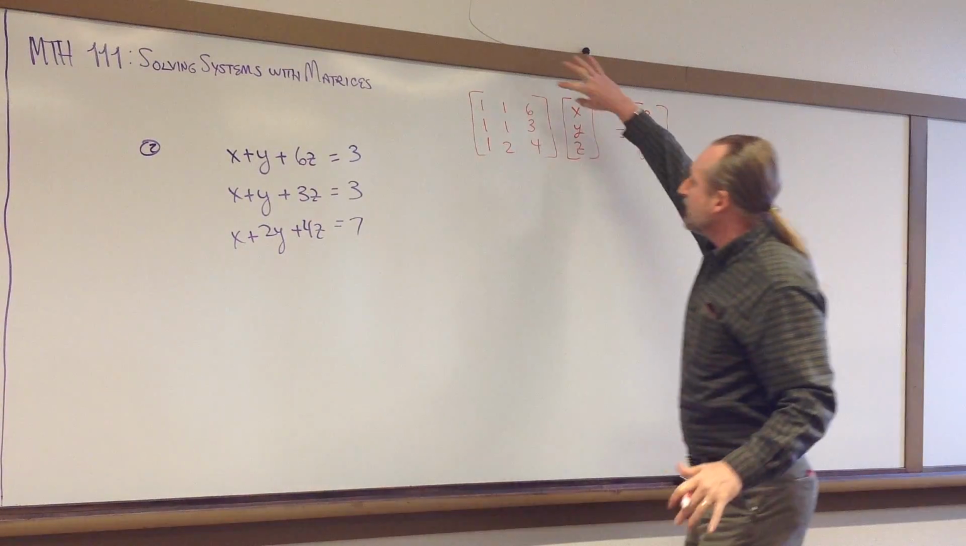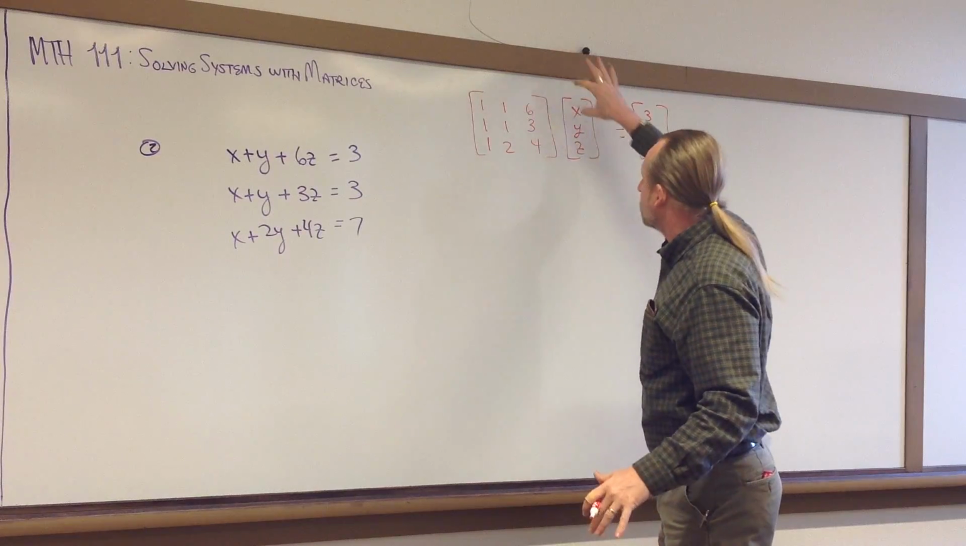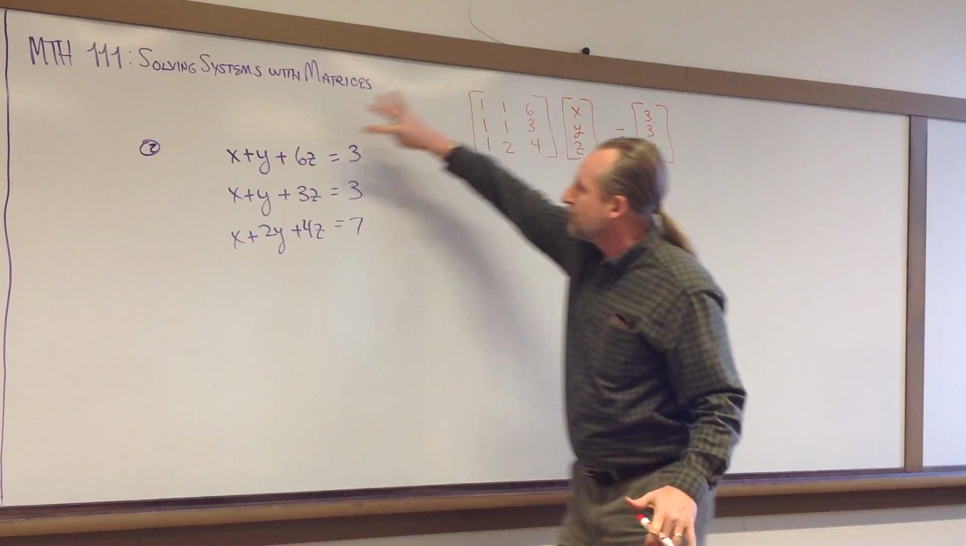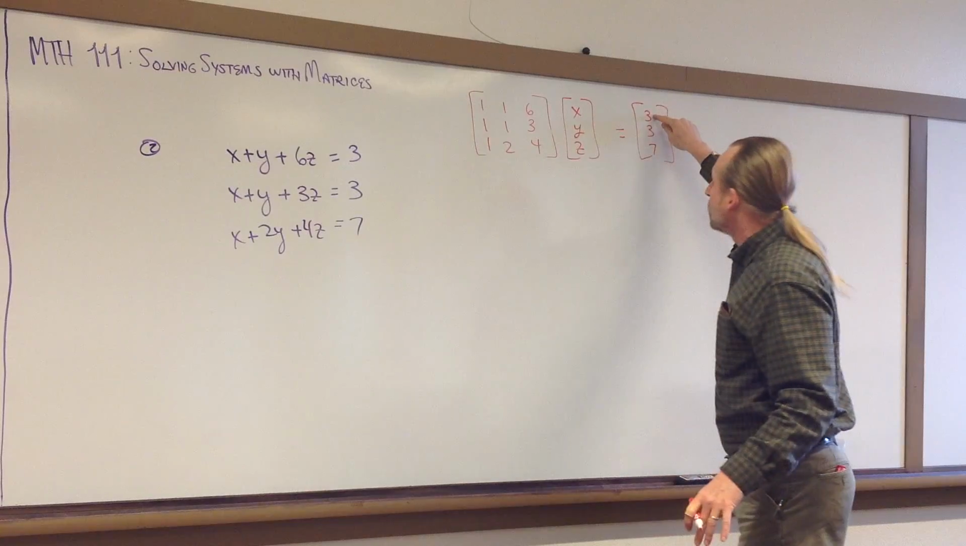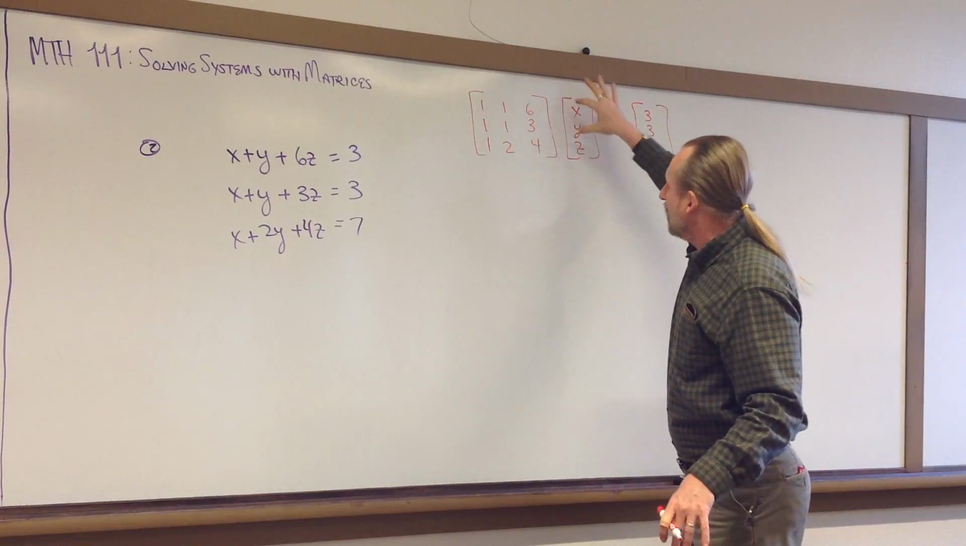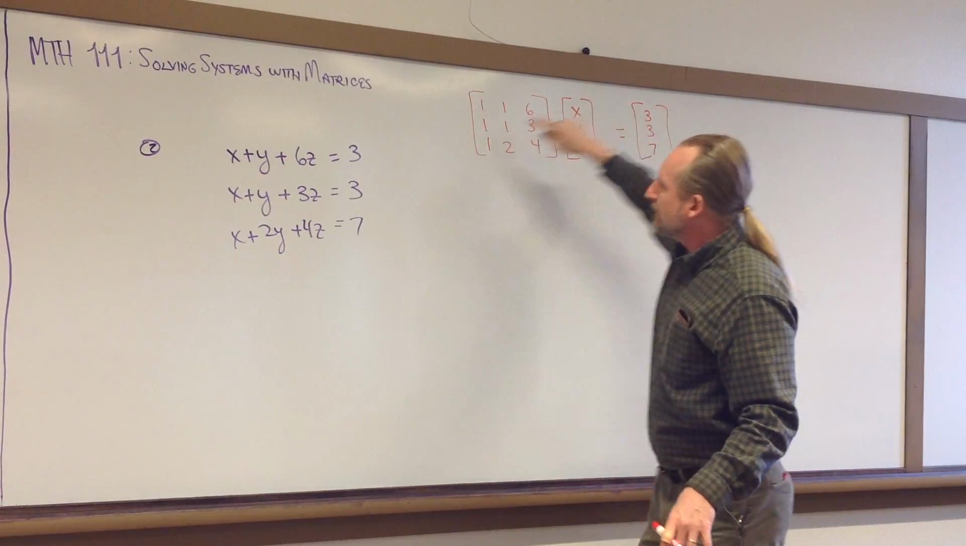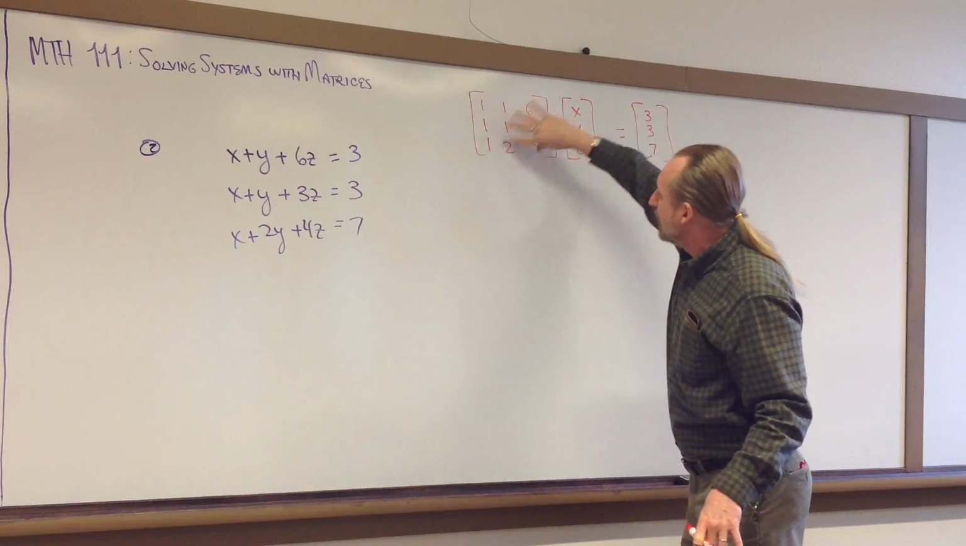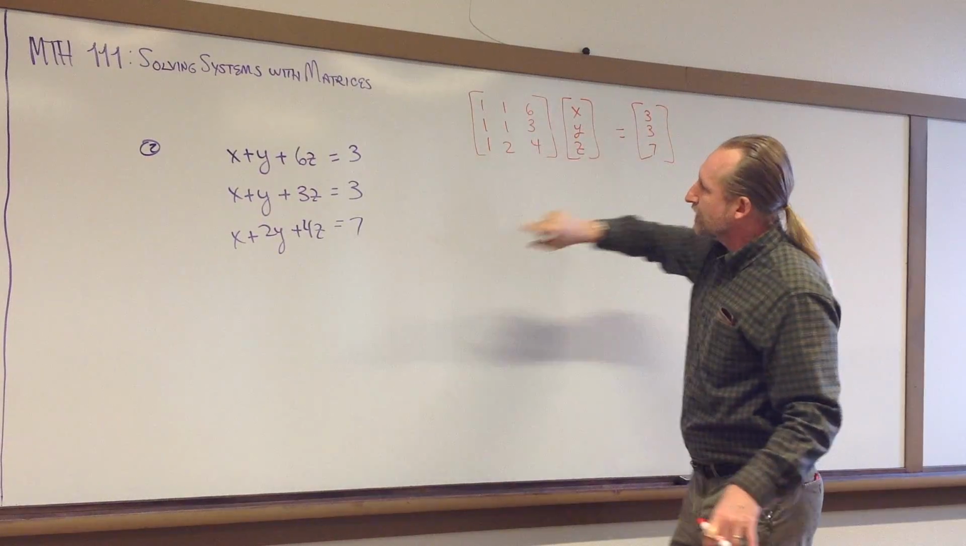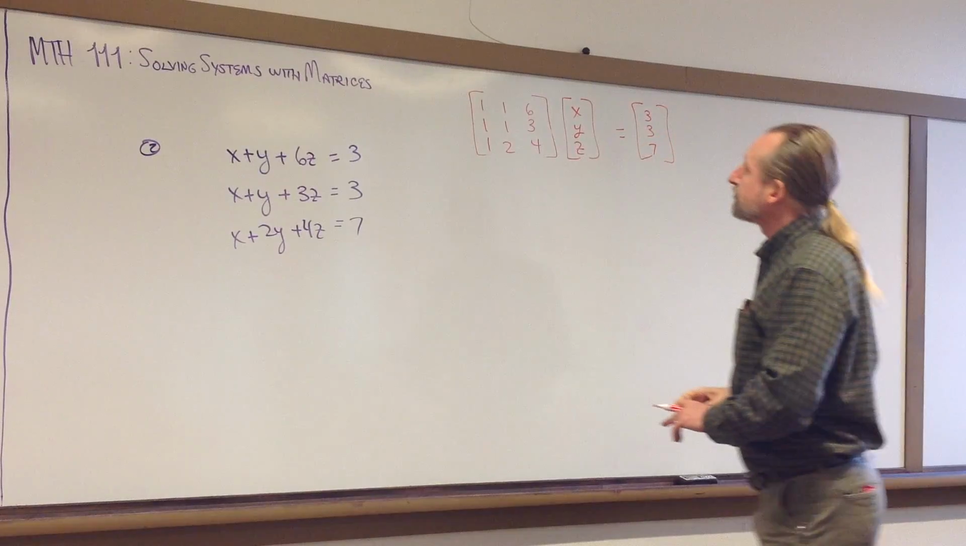And the idea here is that if you multiply this times the x, y, z, it gives you that first equation being equal to 3. Take the second one times the variables, makes the second equation equal to 3. Third one times the variables makes the third equation equal to 7.